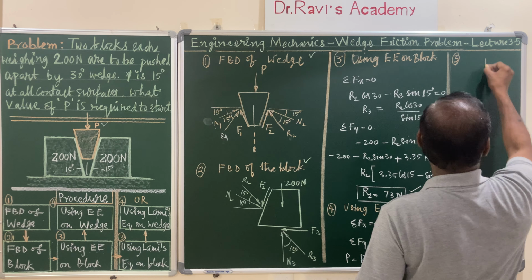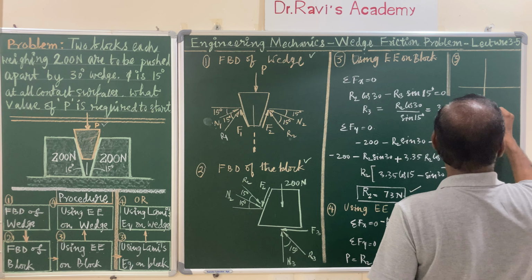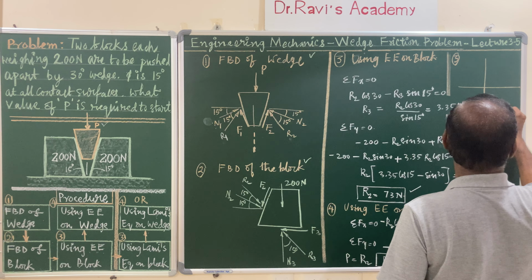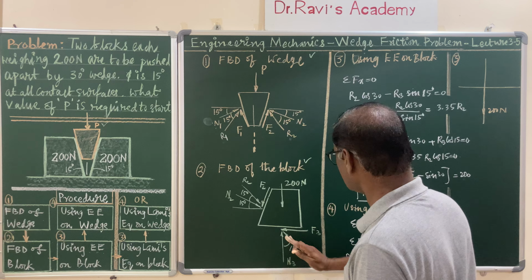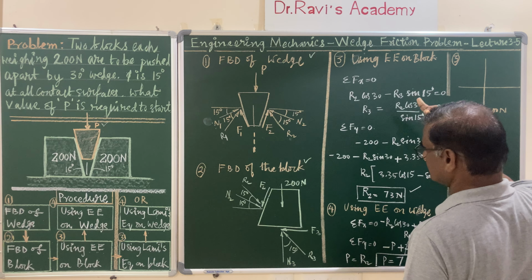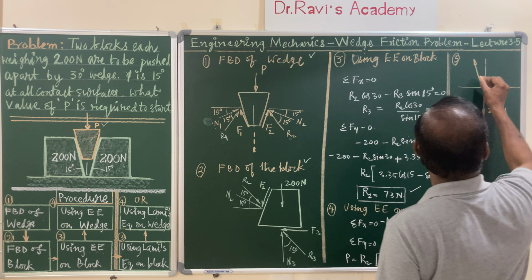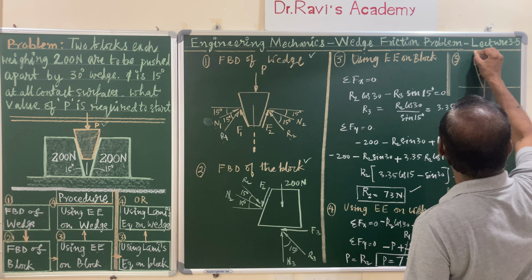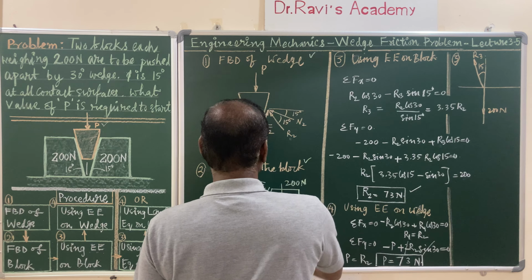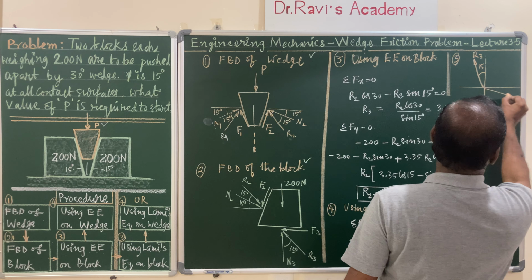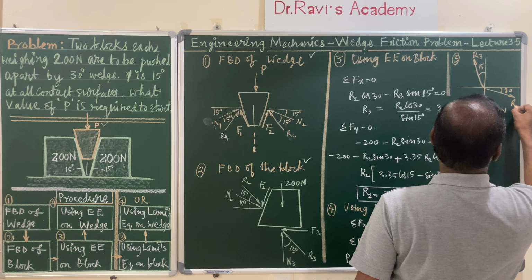And for that, let us represent the coordinate axis vertically downwards. That is 200 newtons, the weight of the block. And this is R3 with vertical, acting at an angle of 15 degrees. So this is 15, and this is your R3. R2 with horizontal at an angle 30. So this angle is 30 degrees, and this is R2.